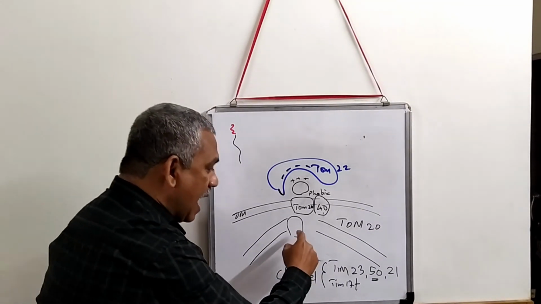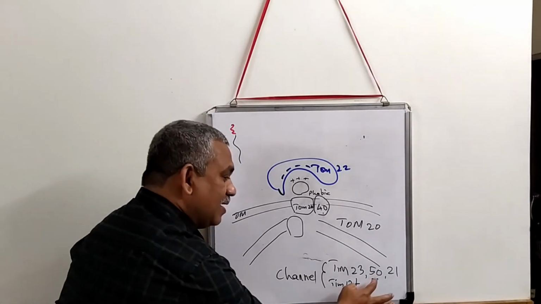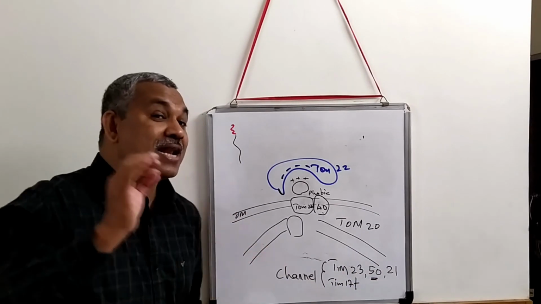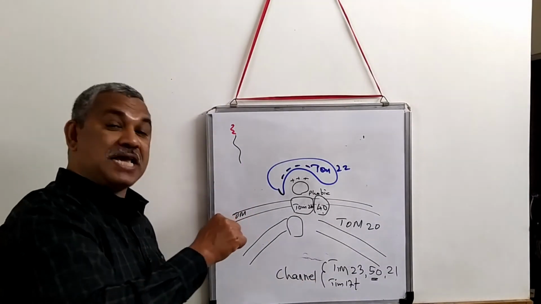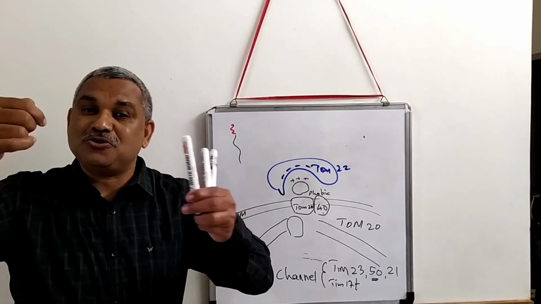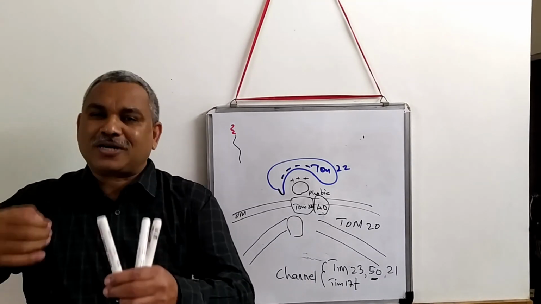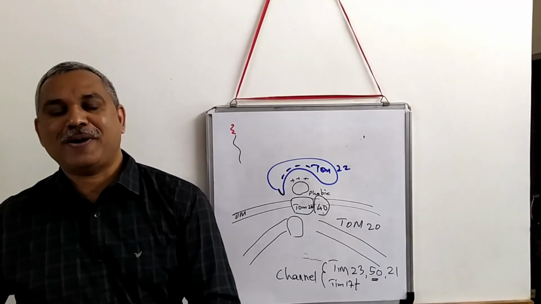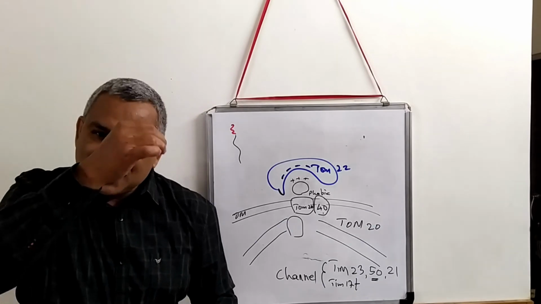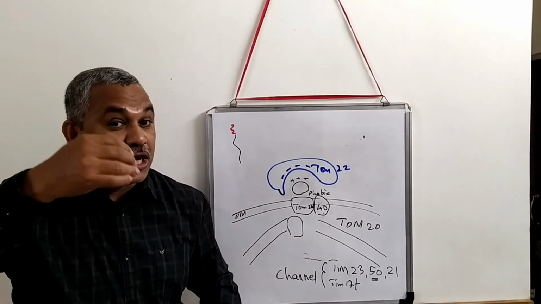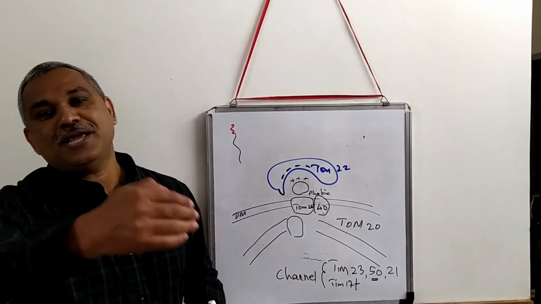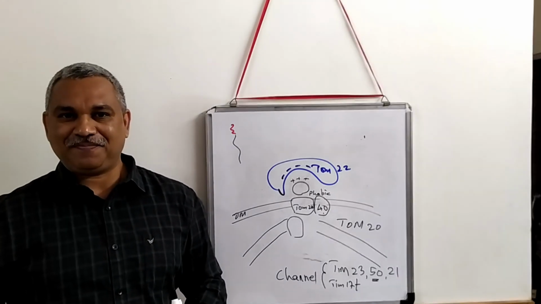TIM complex, and in the TIM complex 23 and 17 become the channel, and the 50 helps in recognizing the protein, and it tries to bring or pull the protein or transfer the protein into the mitochondria. These are the steps that are carried out in order to bring a protein into the mitochondria.